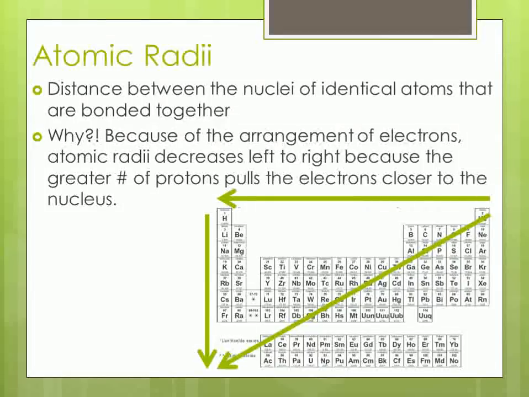If you just remember that protons and electrons are positive and negatively charged, therefore opposites attract. So those protons and those electrons are actually very attracted to one another, and that's what causes those protons to pull those electrons in, and therefore atomic radii decreases from left to right.